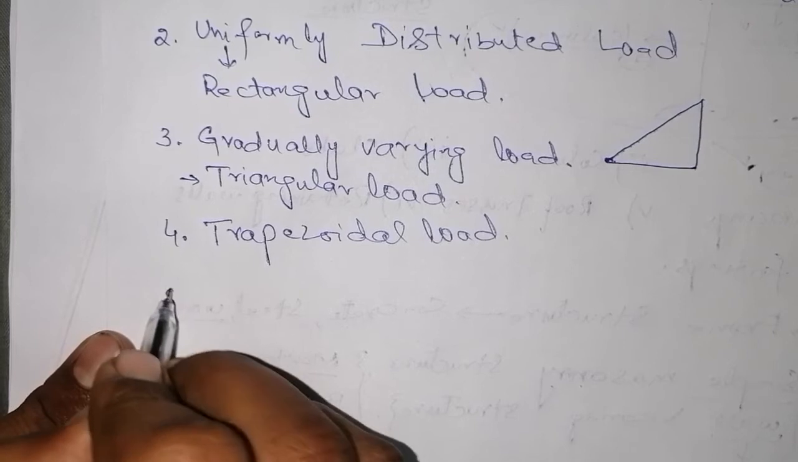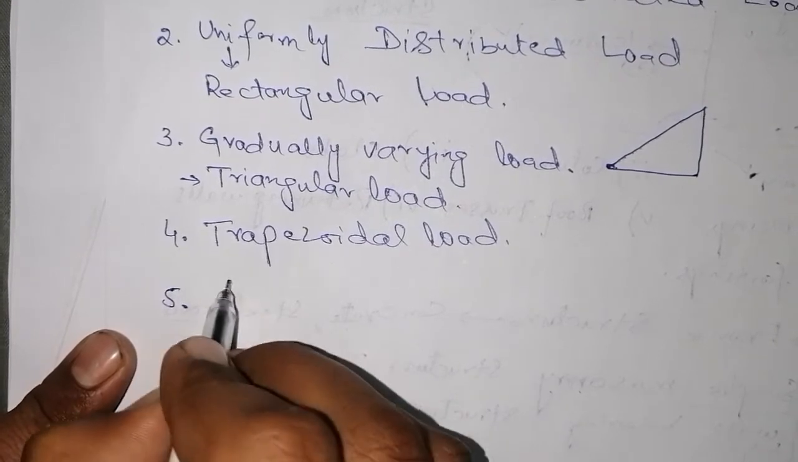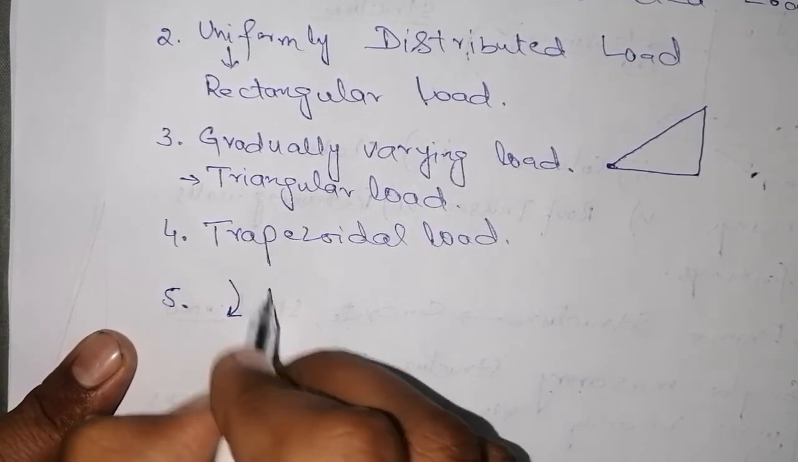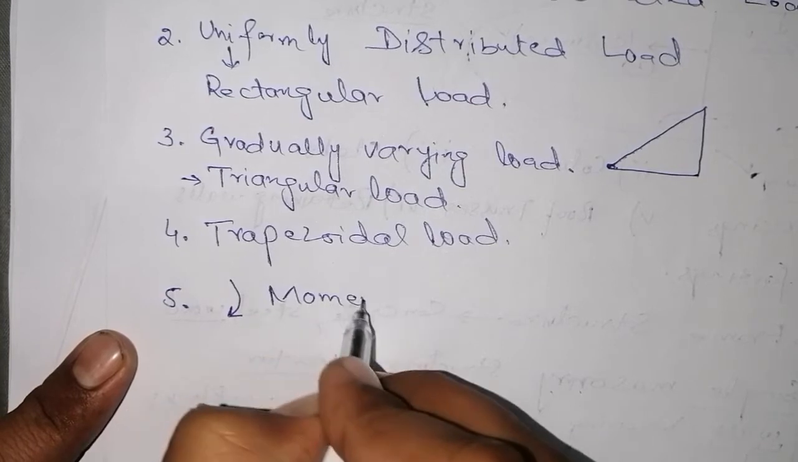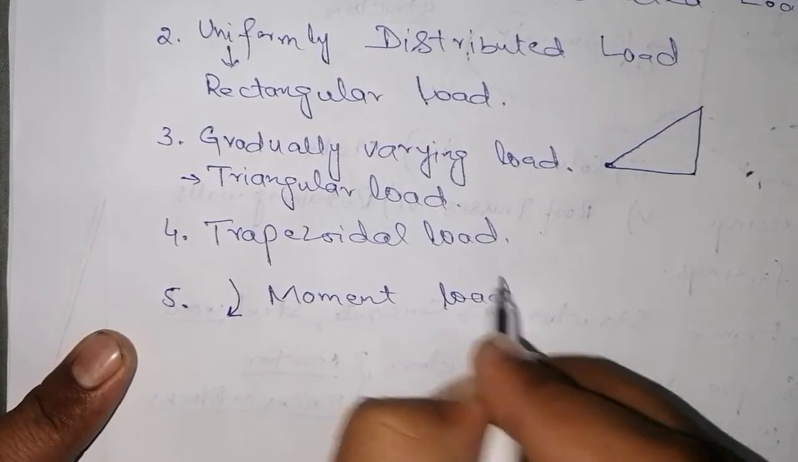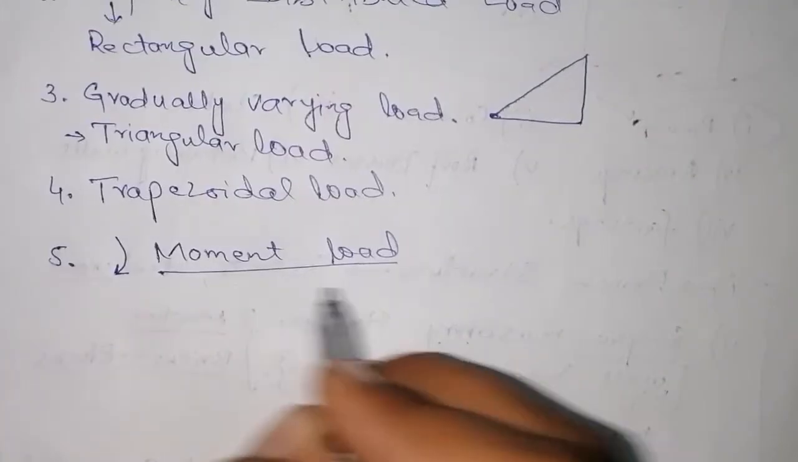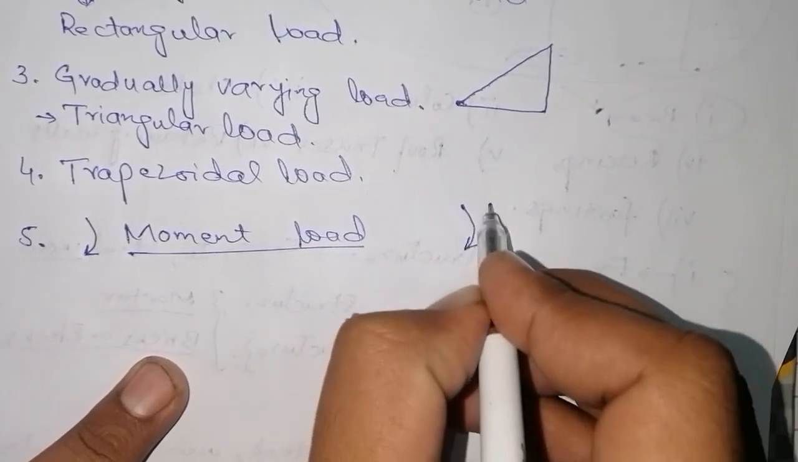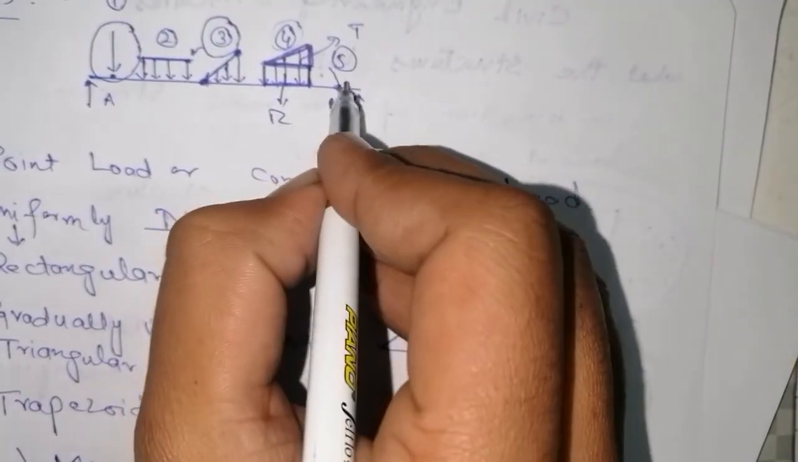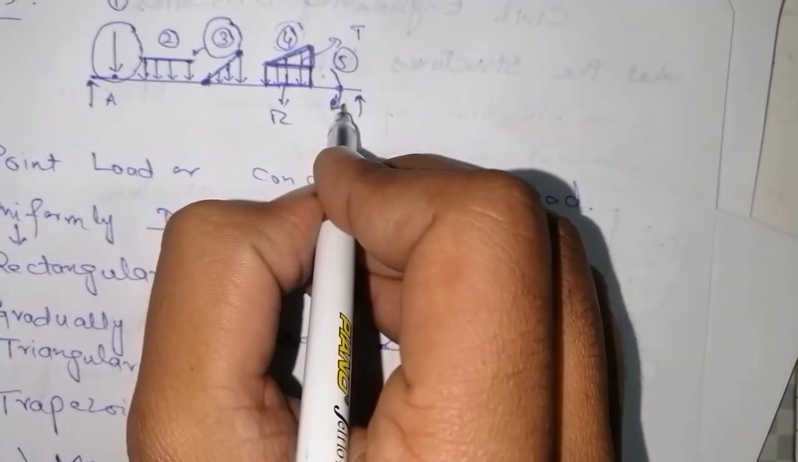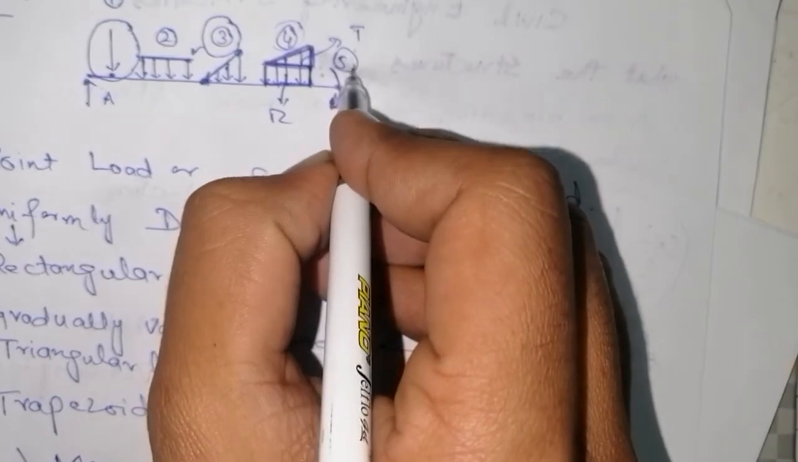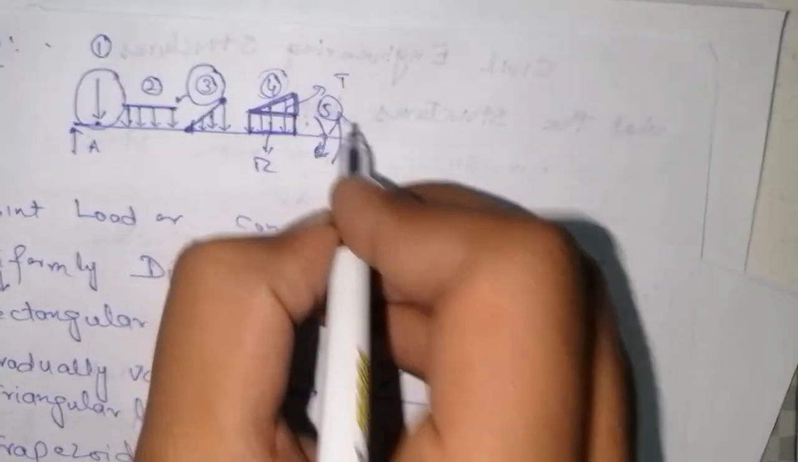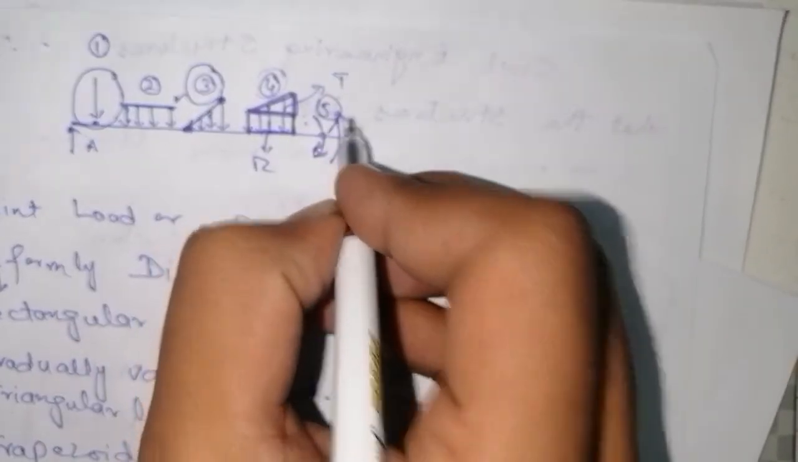And at fifth position we have this type of load. This is called moment load. This moment load may act in two directions. It may be clockwise or it may be anti-clockwise. Suppose at this point this loading is acting in this direction, then this is clockwise, and if this is acting in this direction, this is counterclockwise or anti-clockwise.